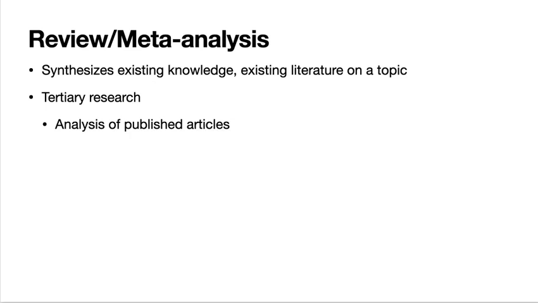A meta-analysis is usually combined with a systematic review, and a meta-analysis is a numerical, a quantitative analysis of what you find in your systematic review. So this is tertiary research, right? Your tertiary means third. So you're 3 things removed from your primary research, right? So this is tertiary research, and this is an analysis of articles that have already been published.